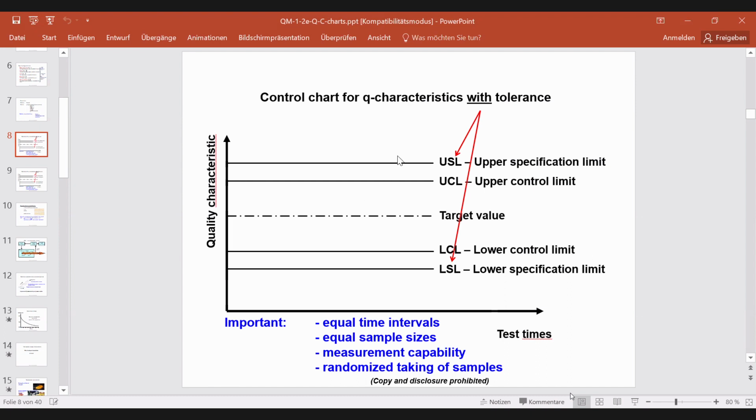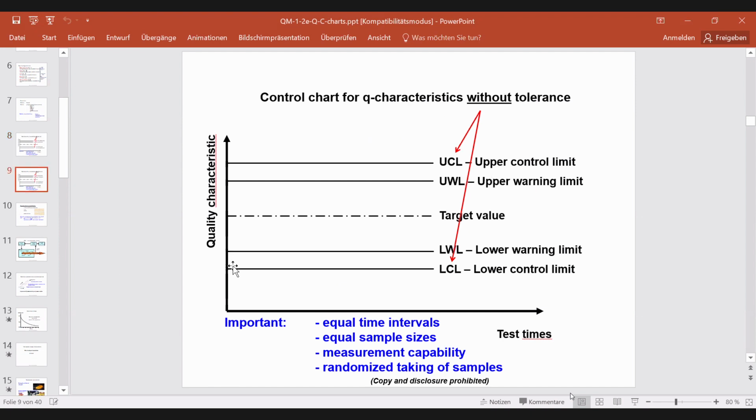Well, this is the quality chart for quality characteristics with a tolerance. Not every quality characteristic has a tolerance. Some or most of the quality characteristics have a tolerance defined by the customer. And this is an example here for the quality control chart with a tolerance.